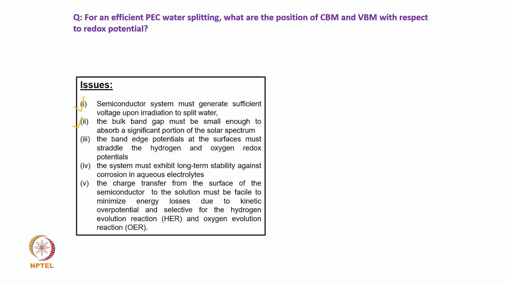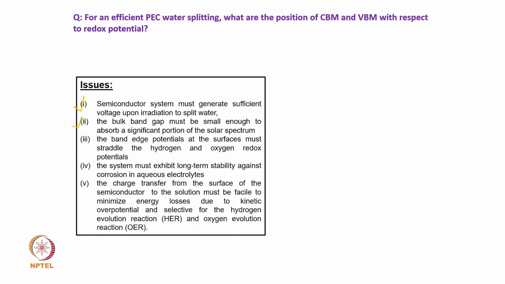Why small enough? Because the energy for the redox reaction is 1.23 electron volt. That is what we have studied, and therefore the band gap should not be very high. Although TiO2 was used as photoanode initially because of its stability, people started looking at other materials because the TiO2 band gap is quite high.